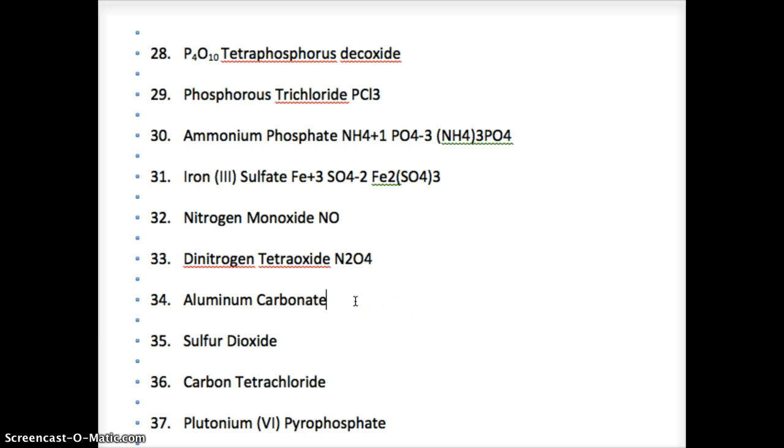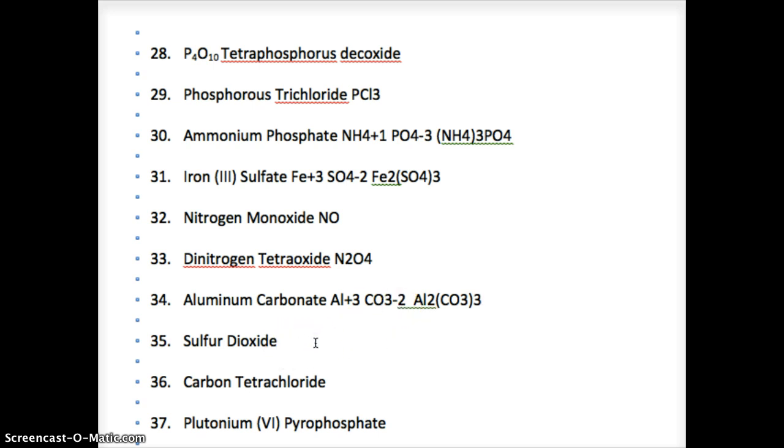Number 34, aluminum is a positive 3. Carbonate is a negative 2. Just like we did up here with iron 3 sulfate, 3 and 2, we got to get them to 6. So there's going to be 2 aluminums. CO3, you're going to need 3 of them to match up.